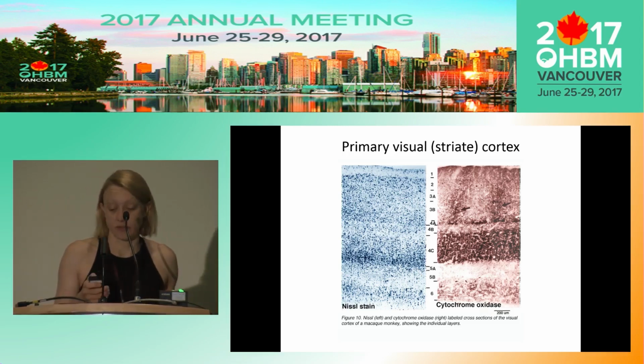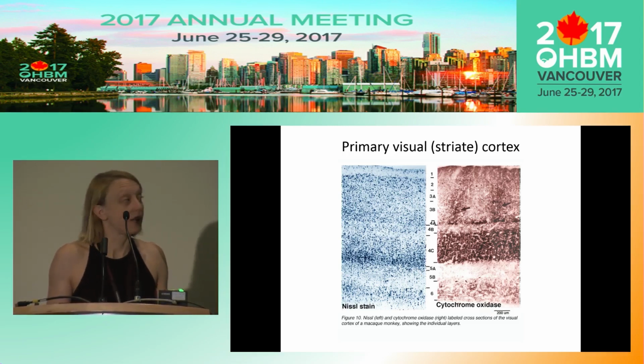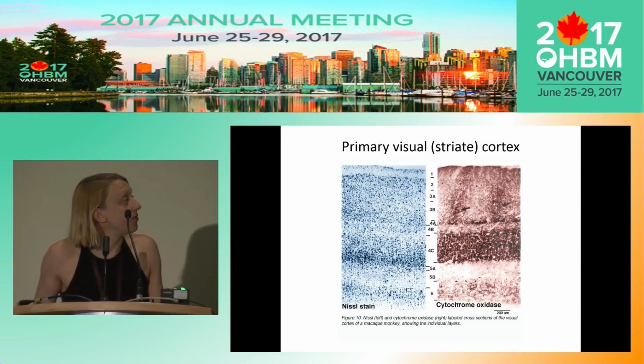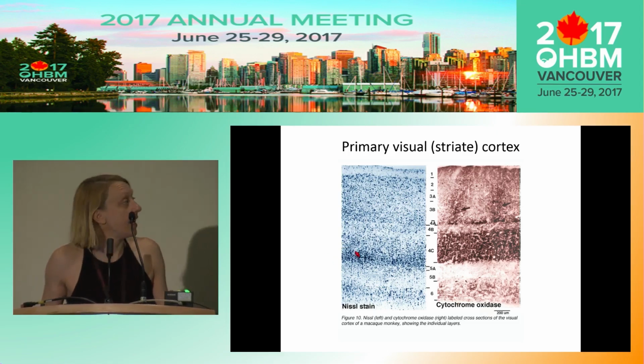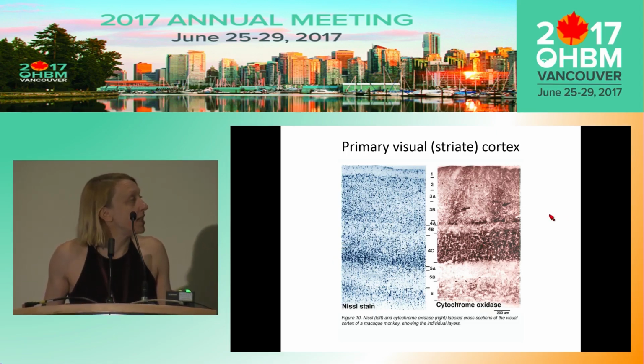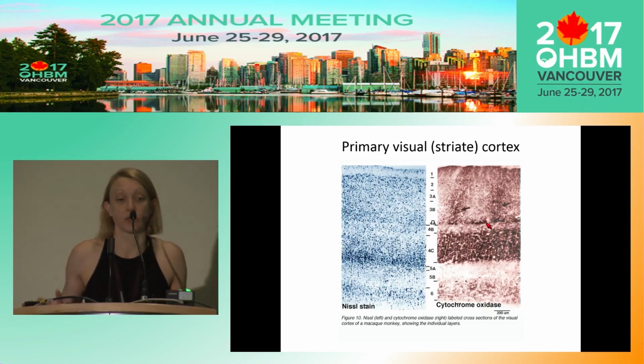It's collecting a lot of different inputs from a lot of different types of visual subregions of the thalamus. And in addition, with a different stain, so this is the Nissl stain on the left, which is the most commonly used cell body stain. And on the right here, cytochrome oxidase, which reveals that there is even microstructure within the cortical layers.